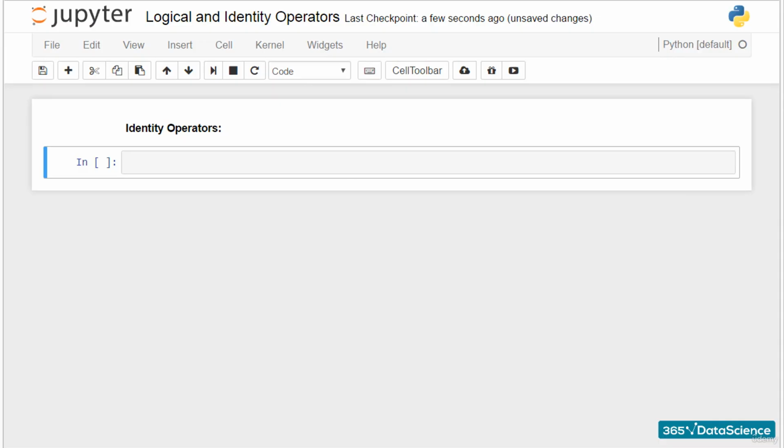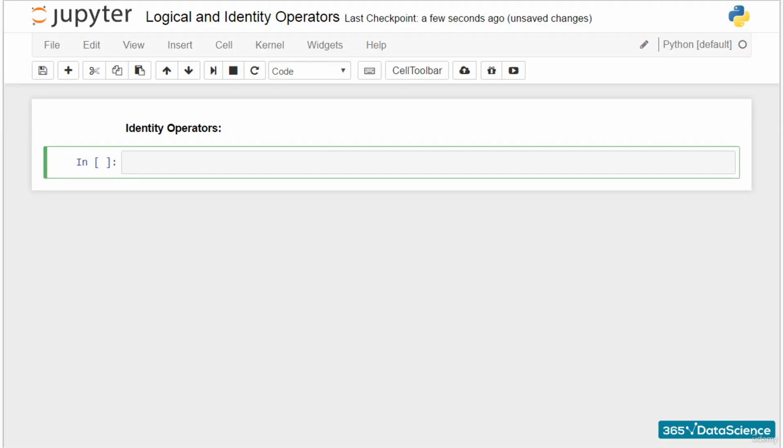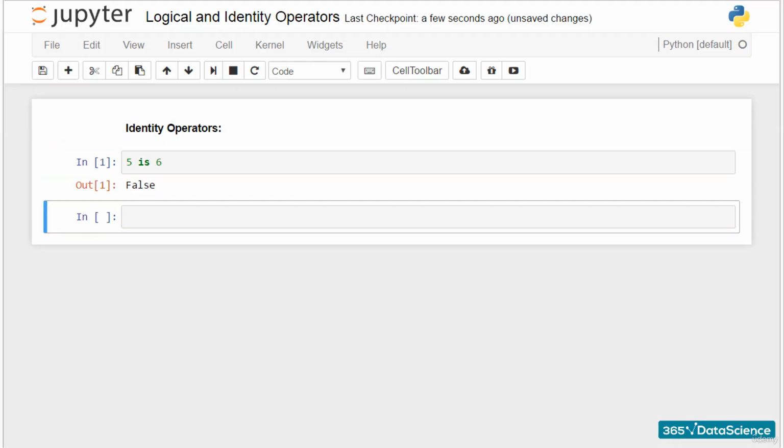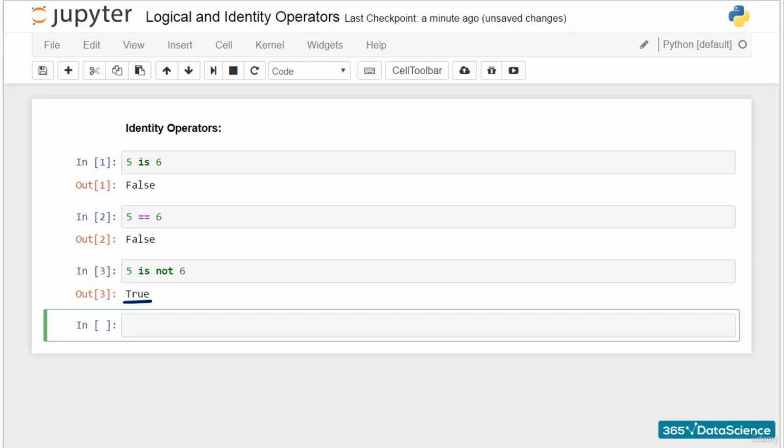Let's see what identity operators are about. The identity operators are the words is and is not. They function similar to the double equality sign and the exclamation mark and equality sign we saw earlier. Let's illustrate their application with the following examples. If we say 5 is 6, we'll immediately understand it is false. The same as if we wrote it like this, with the double equality sign. If we said 5 is not 6, that'd be true. And it will be the same as if we wrote 5 not equals 6.